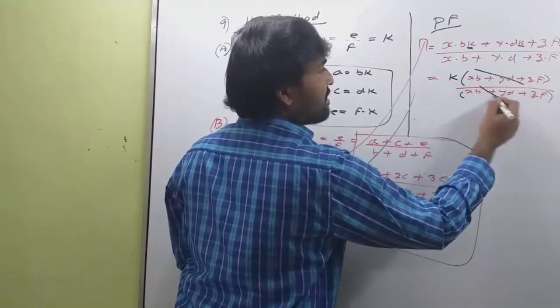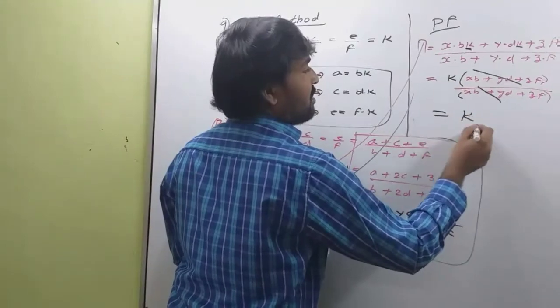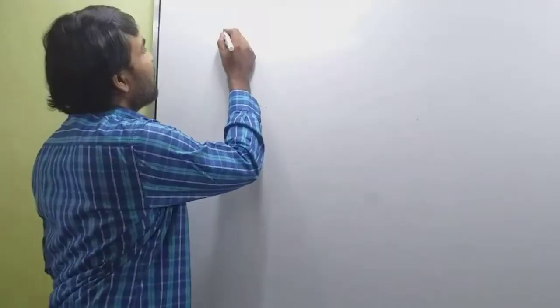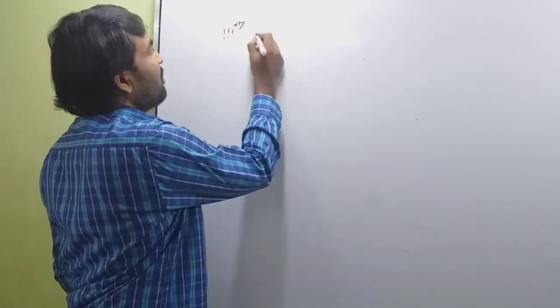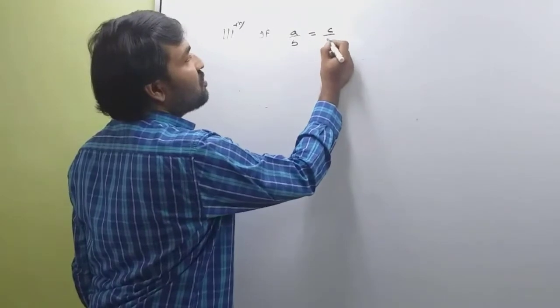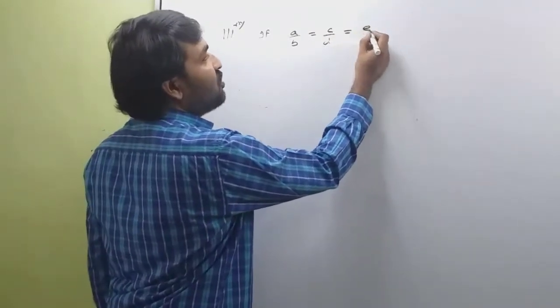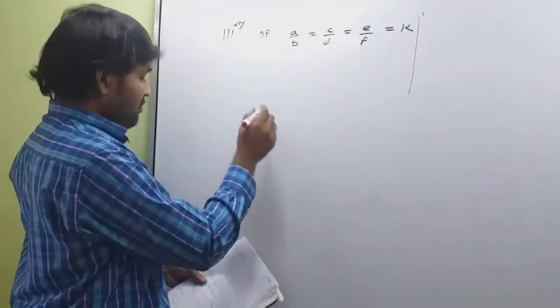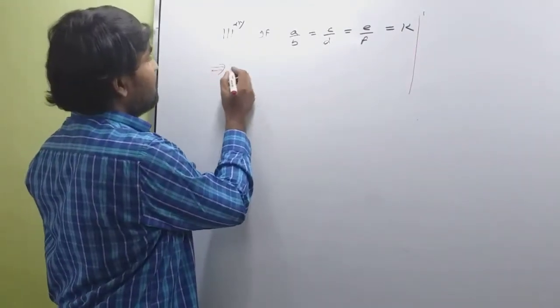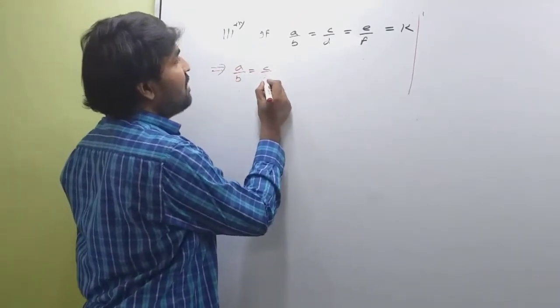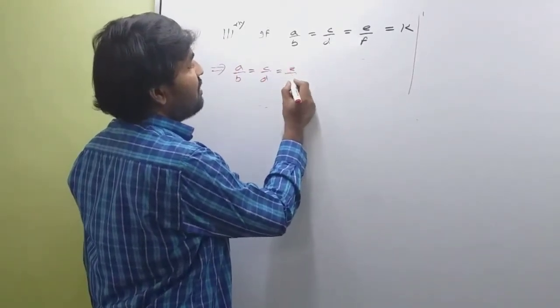These two terms will cancel. This is equal to K, the ratio. So this is right. Clearly, if A by B is equal to C by D is equal to E by F is equal to K, then this implies A by B is equal to C by D is equal to E by F.